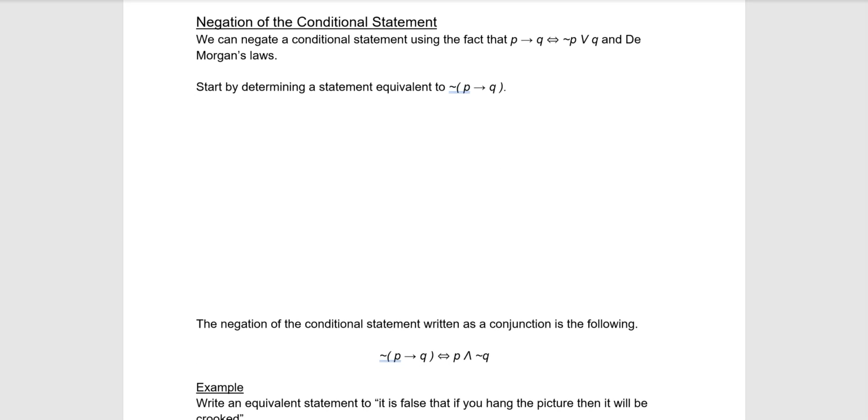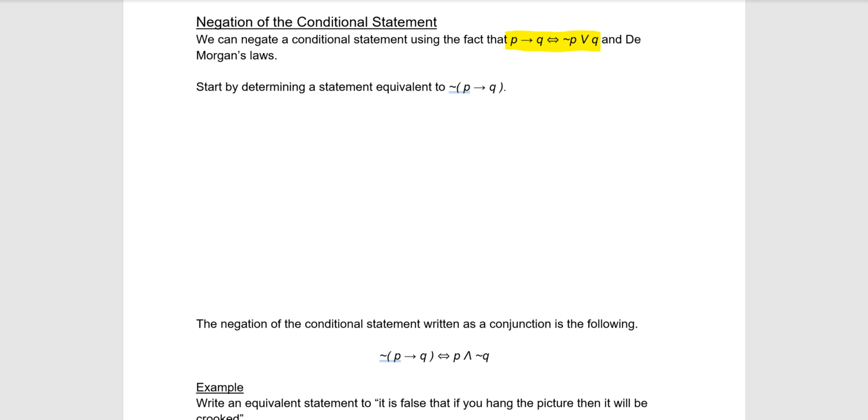Okay, and the next thing we're going to be doing is the negation of a conditional statement. We can negate a conditional statement using the fact, what we just did, that if P then Q is equivalent to not P or Q. So we're going to negate that, and then we're going to use De Morgan's laws.